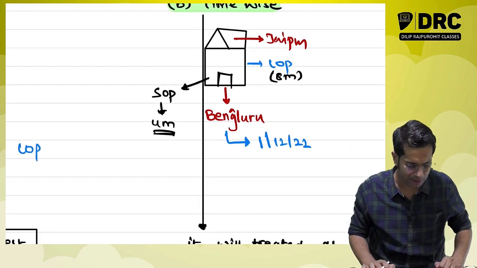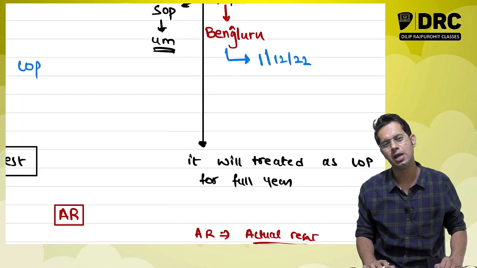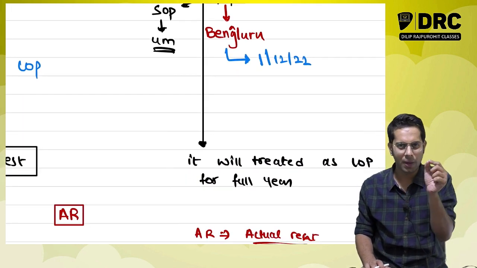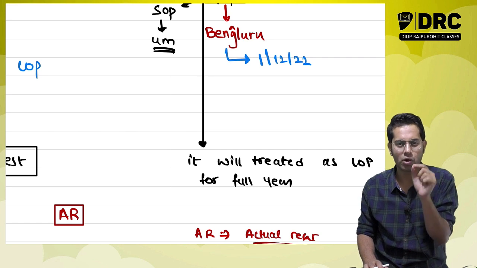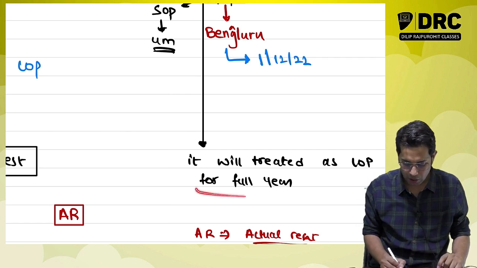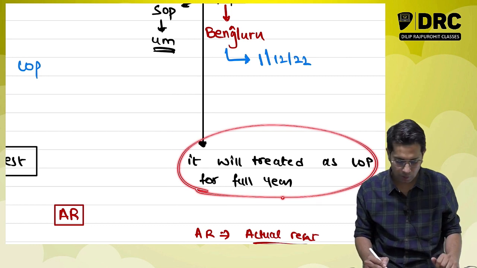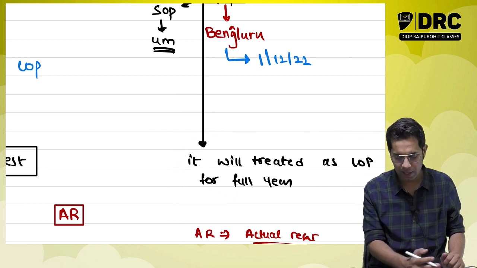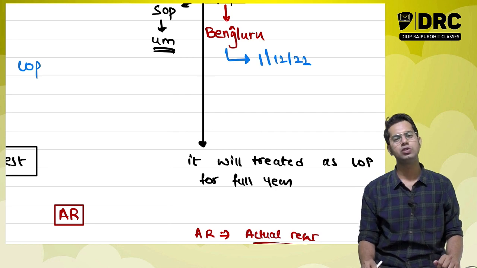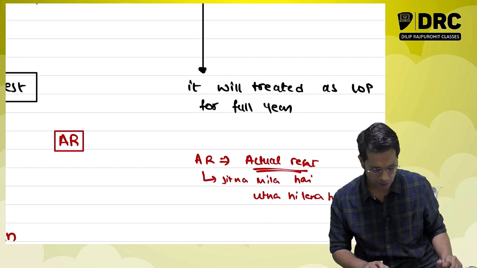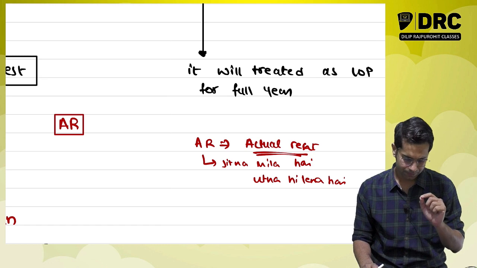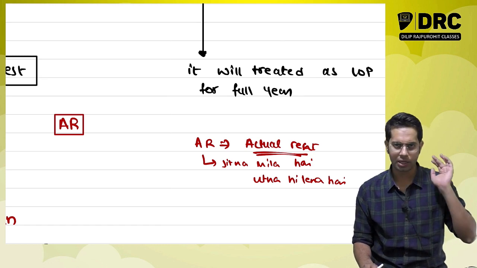Now what is required to be done in these cases, sir? In these cases, what law says is, if the property is let out time wise, partly let out and partly self-occupied time wise, then you are required to assume that the property was let out for the entire year. It is required to be treated that the property was let out for full year, and accordingly you are required to compute the income from house property.